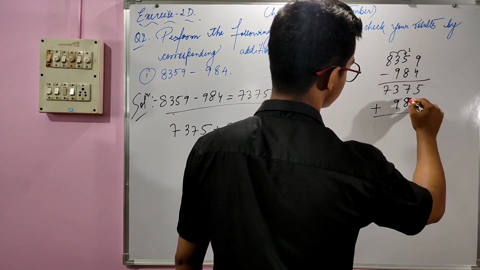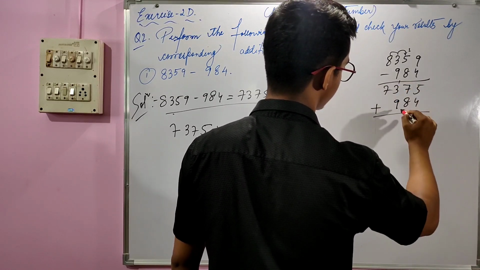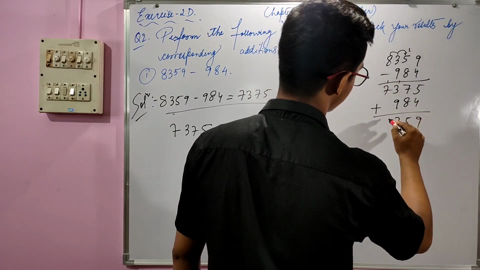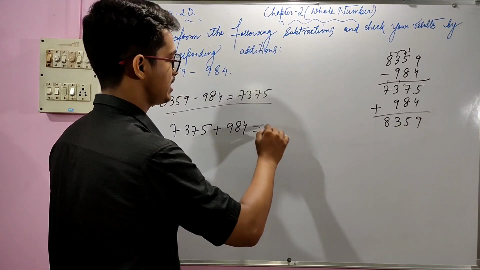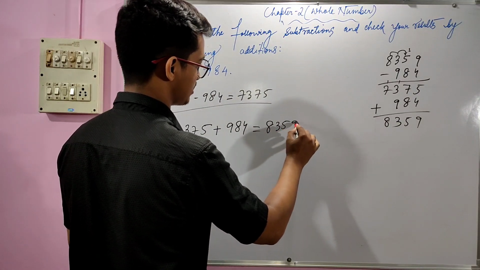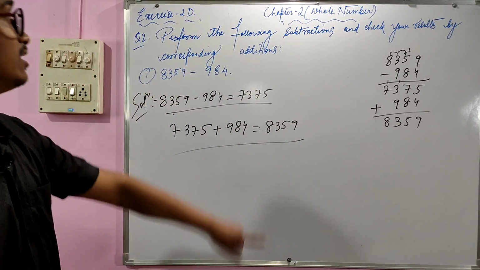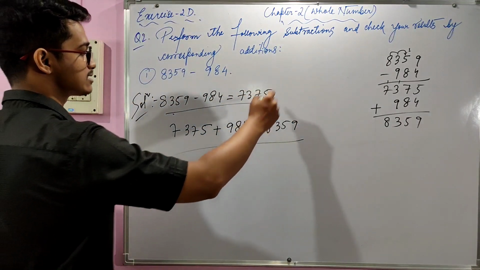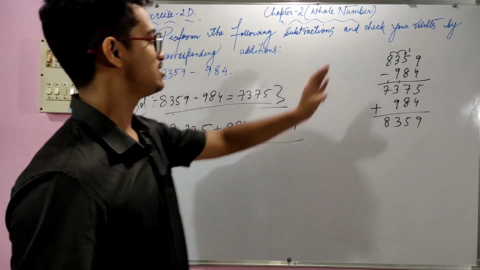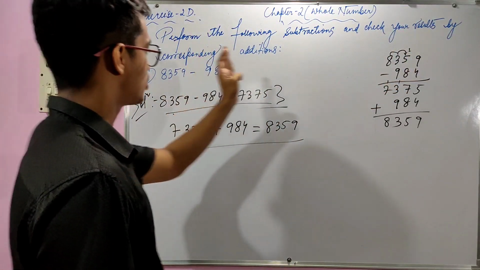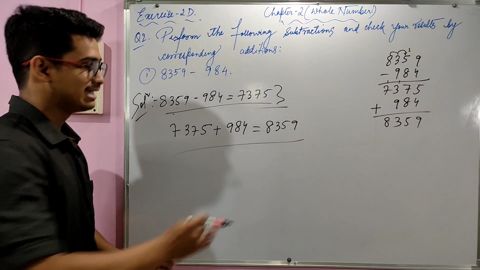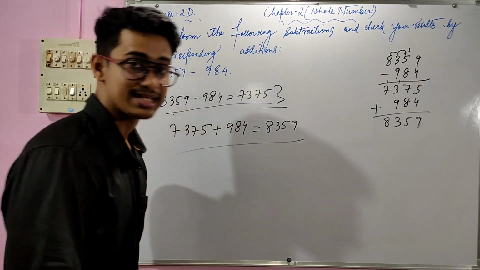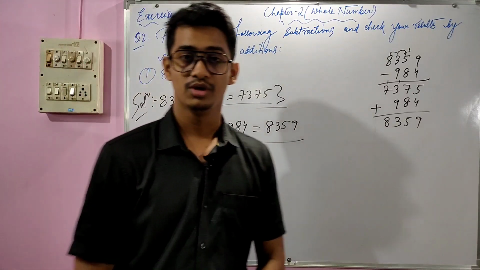5 plus 4 is 9, 8 plus 7 is 15, 1 carry, 9 plus 1 is 10, 10 plus 3 is 13, 1 carry and 8. So the answer will be 8359. So that is the question. Basically they have asked you to perform the following subtraction. First of all, we have performed the subtraction part, this one, and then check your results by corresponding addition. And then I have checked this result, whether it is true or not, by doing addition. So that is the answer of question number 2.1.